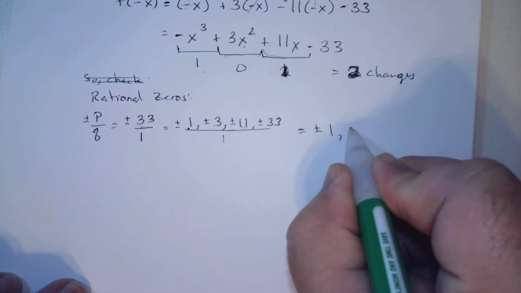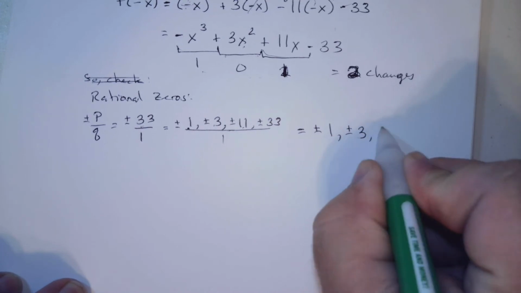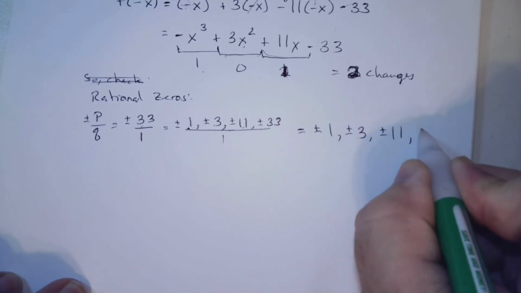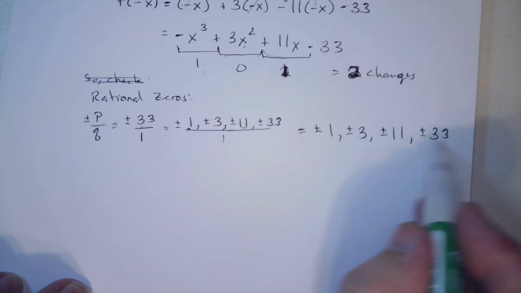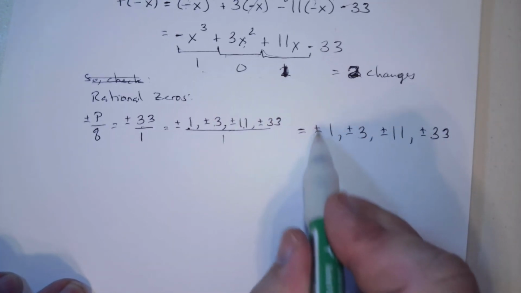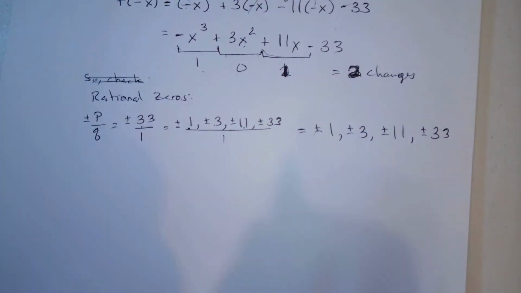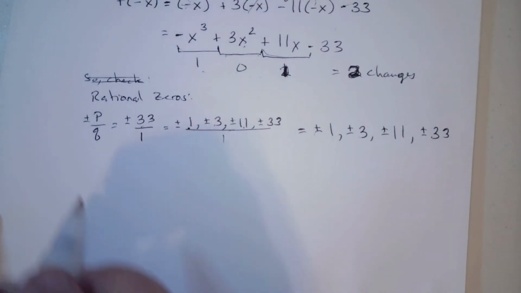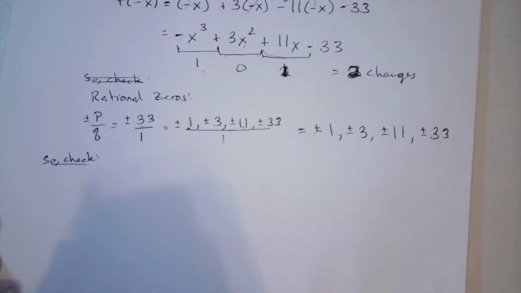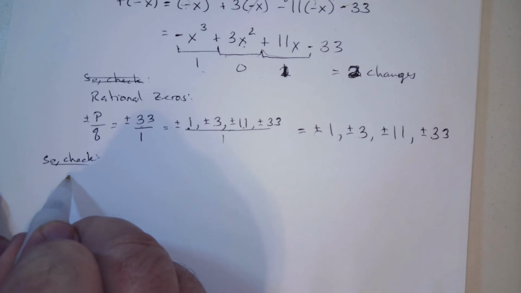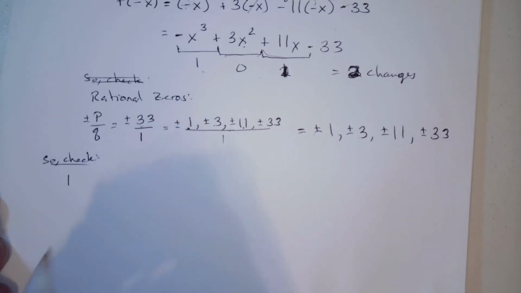So these are my rational answers, or possible answers. We have 4 possibilities, and they're both either plus or minus. We have 8 to choose from. So we check. Let's try positive 1.